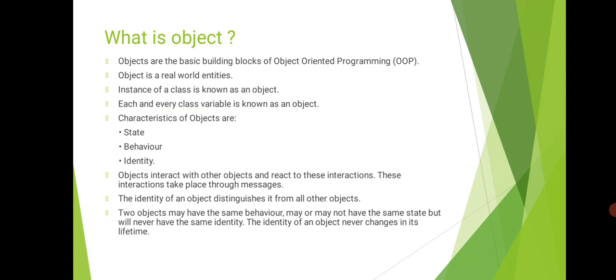Here the characteristics of objects are state, behavior and identity. So in objects we see three characteristics. One is state, another is behavior, and another is identity. What does state mean? The state of an object is indicated by a set of attributes and the values of these attributes. State represents the attributes which are present in the class.